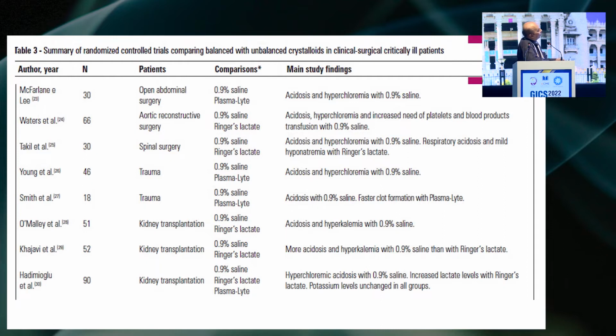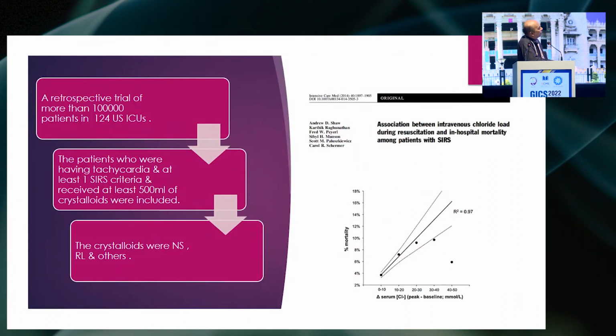Hyperchloremia, hyperkalemia, acidosis. So these are the initial, smaller trials which showed the same message about sodium chloride. But whether this actually makes any difference, or is only an early phenomenon, we needed to see from bigger trials. So this is one of the earlier trials.